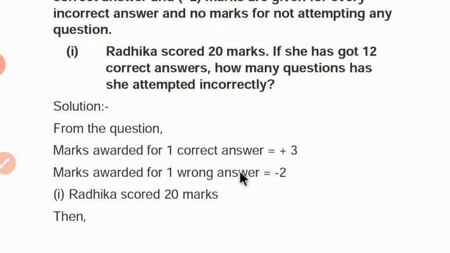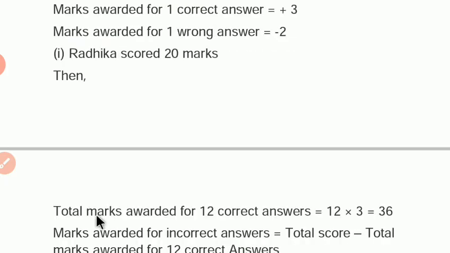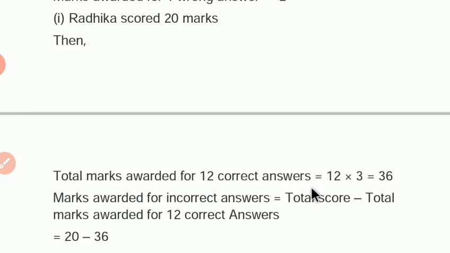So from the question what we have to write? Marks awarded for one correct answer is plus 3 and for one wrong answer minus 2. First we'll write how many marks she scored. Total 20 marks after doing 12 correct answers. So first we'll find, if she does 12 correct answers, how many marks she will get. Total marks awarded for 12 correct answers will be 12 into 3, as for one correct answer she gets 3 marks. So 12 into 3 is equal to 36 marks.